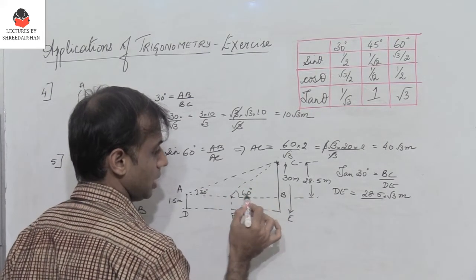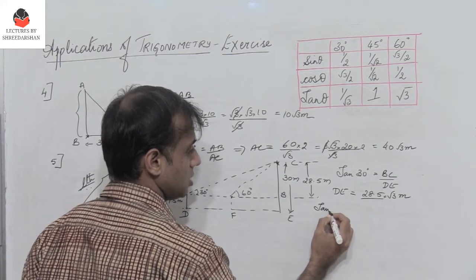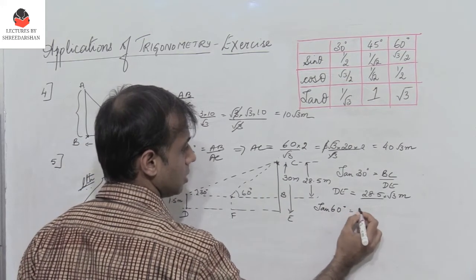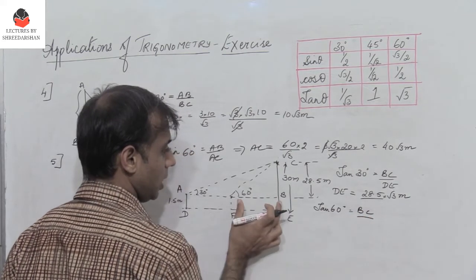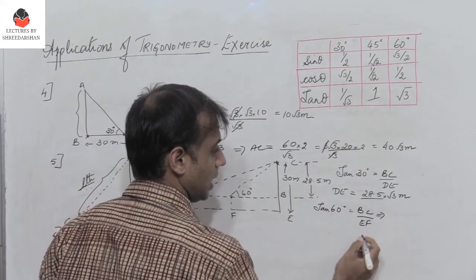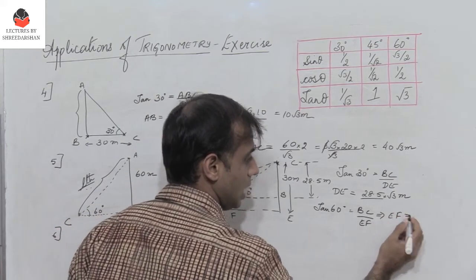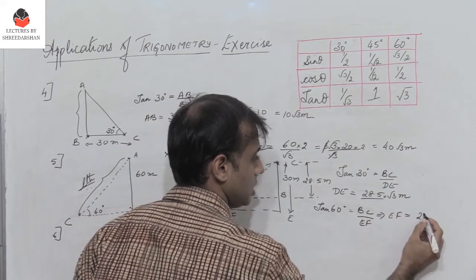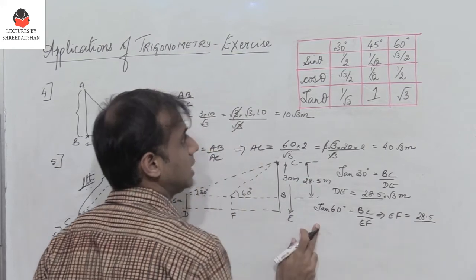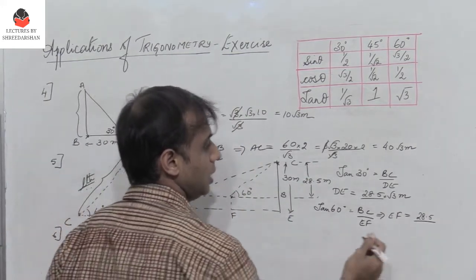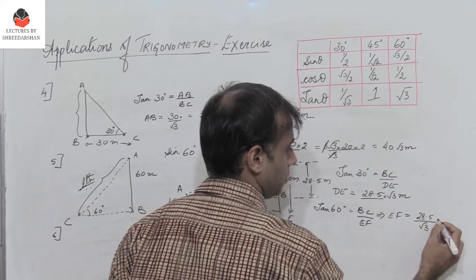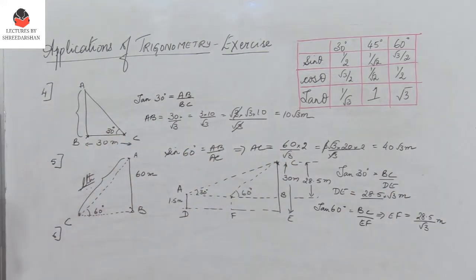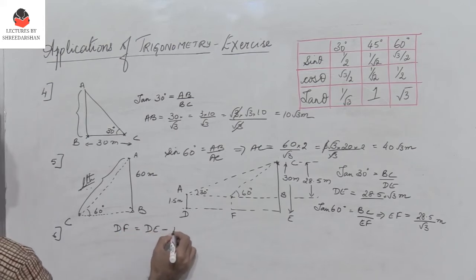So this right angle triangle here. What is tan 60? Tan 60 is again BC divided by EF, which implies EF is BC, which is again 28.5, divided by tan 60. What is tan 60? It is just root 3. So now what do I need to find? I actually need to find DF. So DF is DE minus FE.